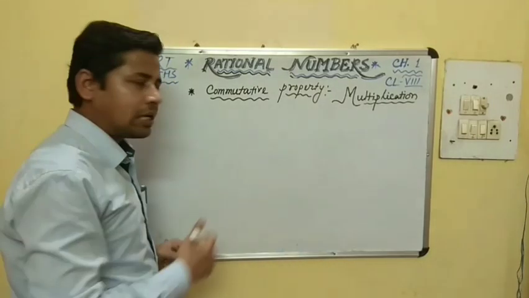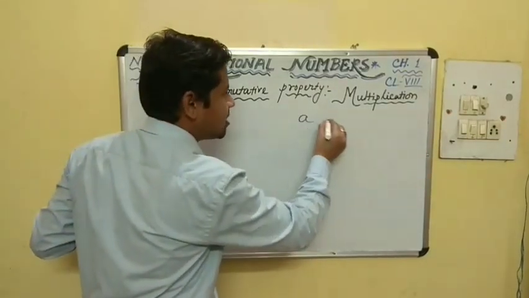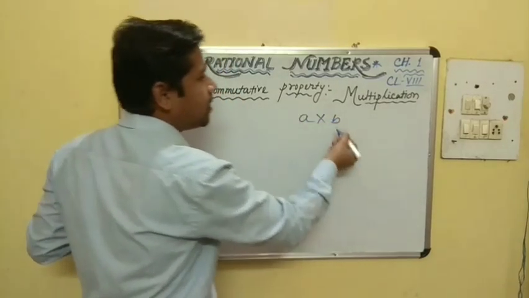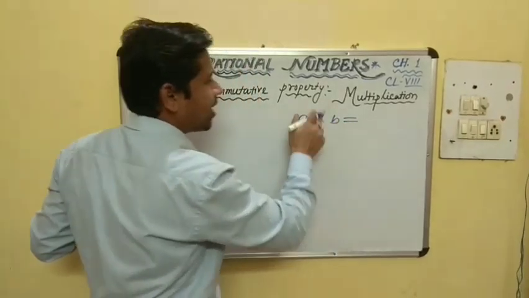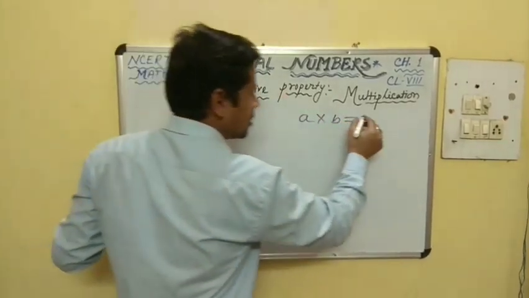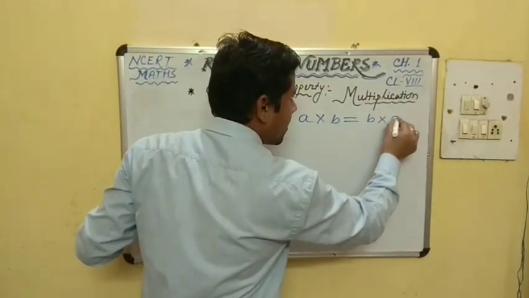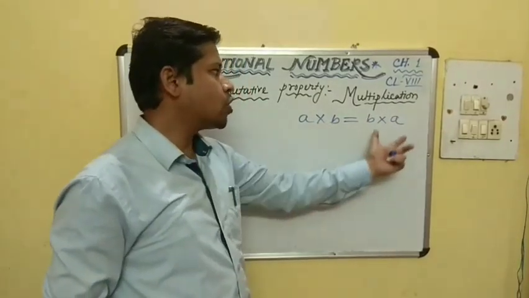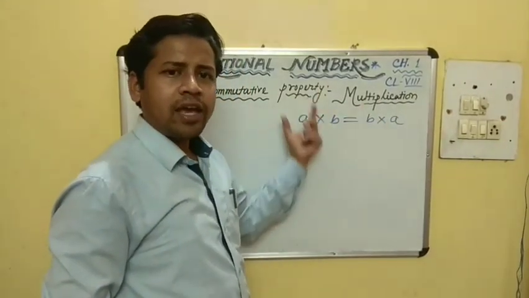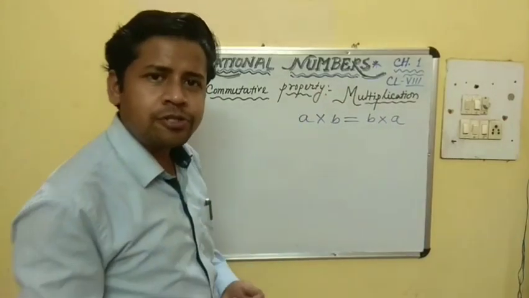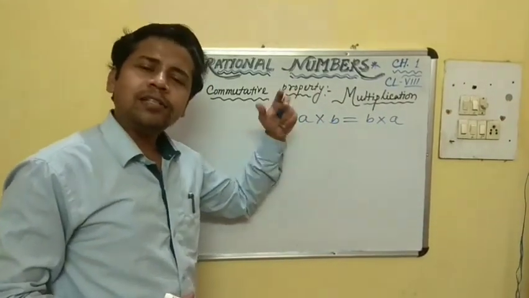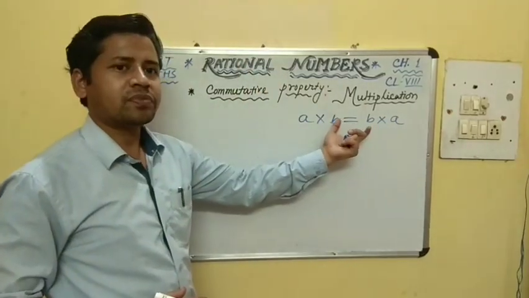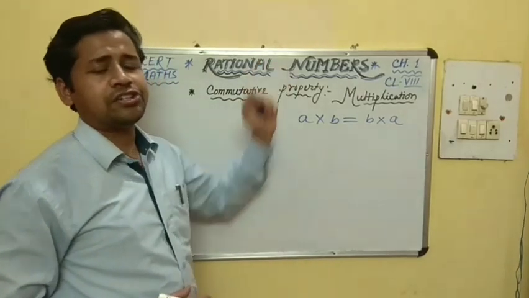Let's take any two rational numbers such as a and b. If we multiply them, a into b, the product, if possible, can be expressed as b cross a. a cross b is equal to b cross a, where a and b are rational numbers. If they are equal, then we can say that the rational numbers are commutative under multiplication. This is the commutativity of rational numbers.